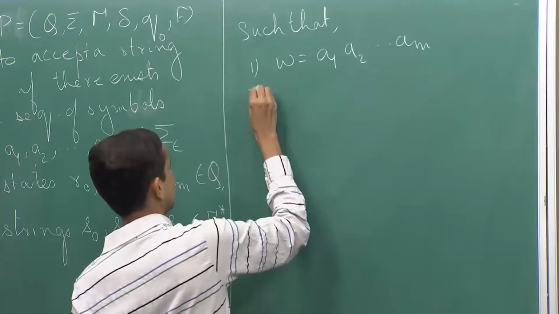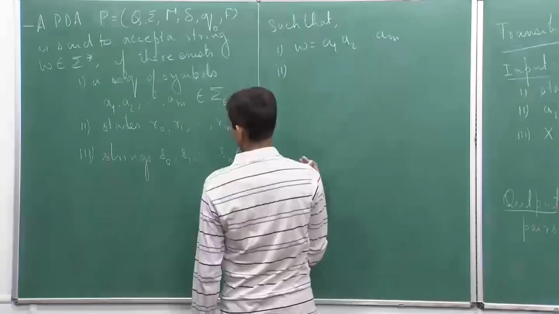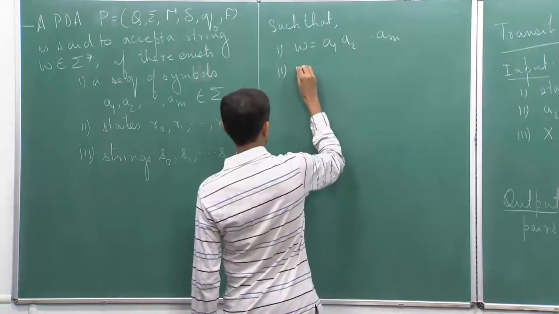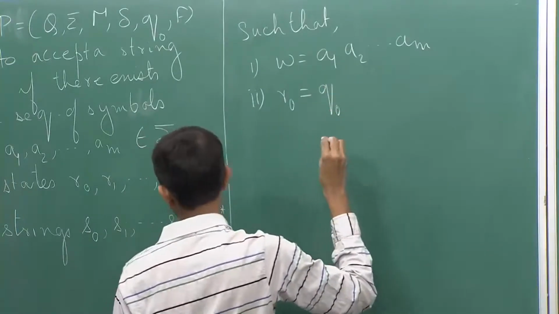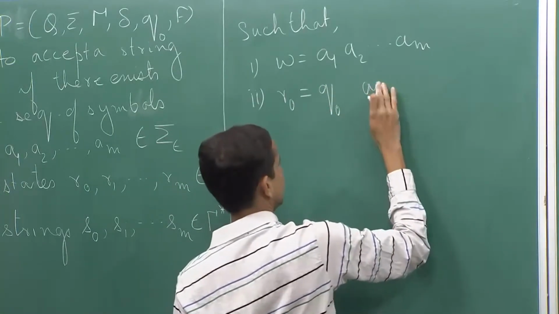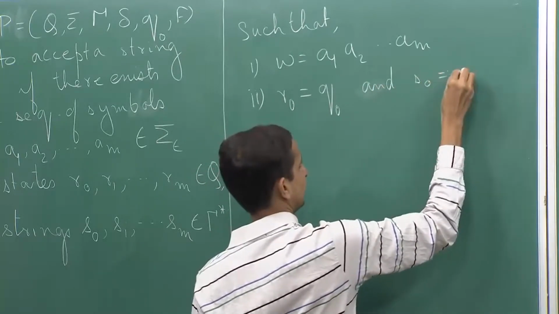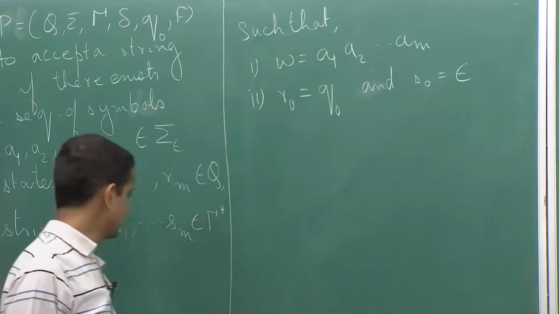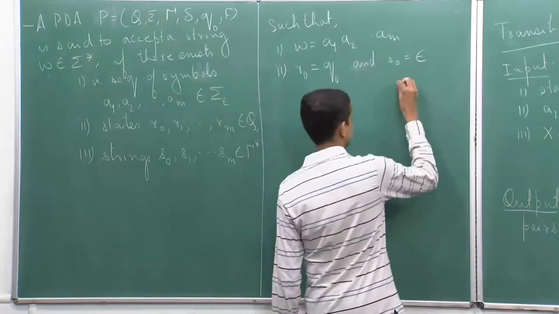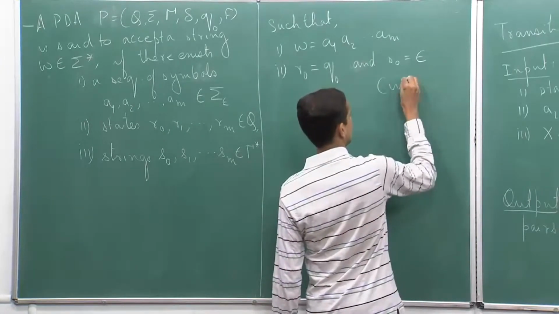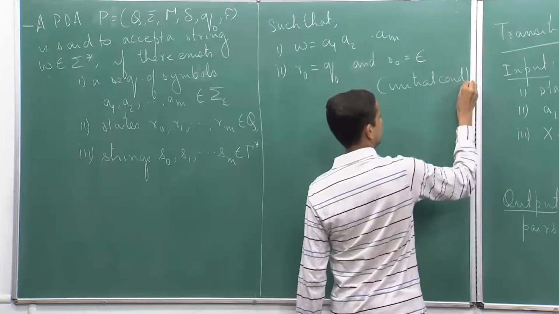Second is the initial condition, that is, what happens at the beginning? At the beginning we have r0 equals q0 and s0 is empty. So, at the beginning the stack contains nothing. This is the initial condition.